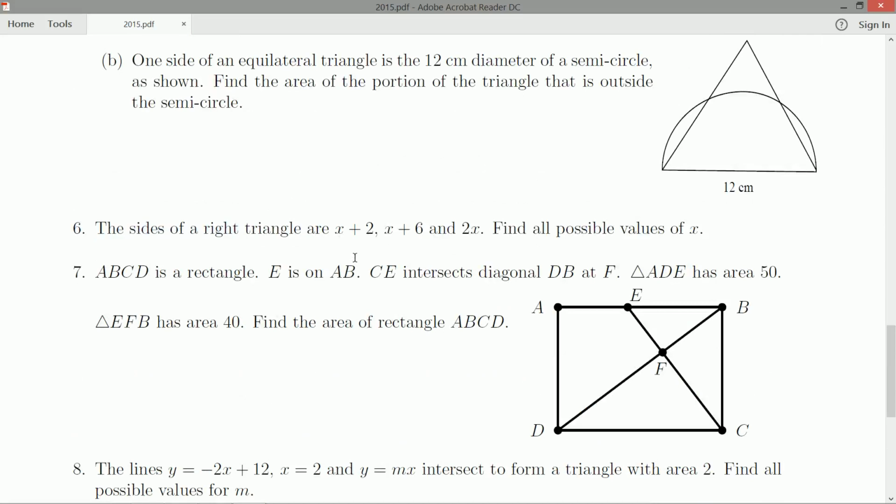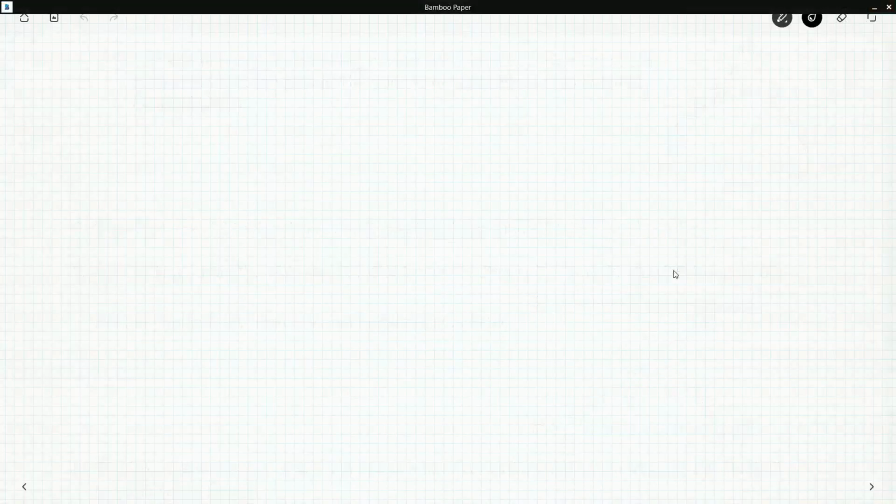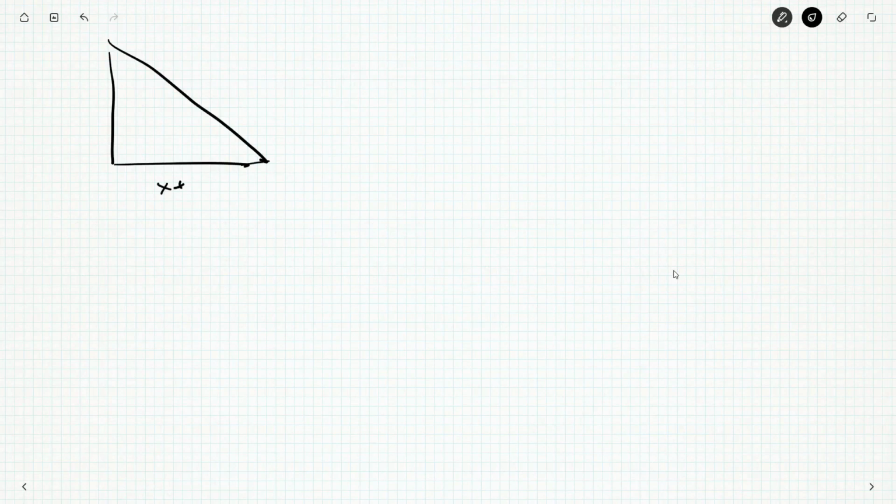So 6, the sides of a right triangle are x plus 2, x plus 6, and 2x. Find all possible values of x. Alright, so we've got a right triangle here. Now, the problem here is, you might say, okay, x plus 2, x plus 6, 2x, but who's to say 2x is the hypotenuse? We don't know that. All we can say for certain is that x plus 2 is definitely less than x plus 6. So x plus 2 is not the hypotenuse.